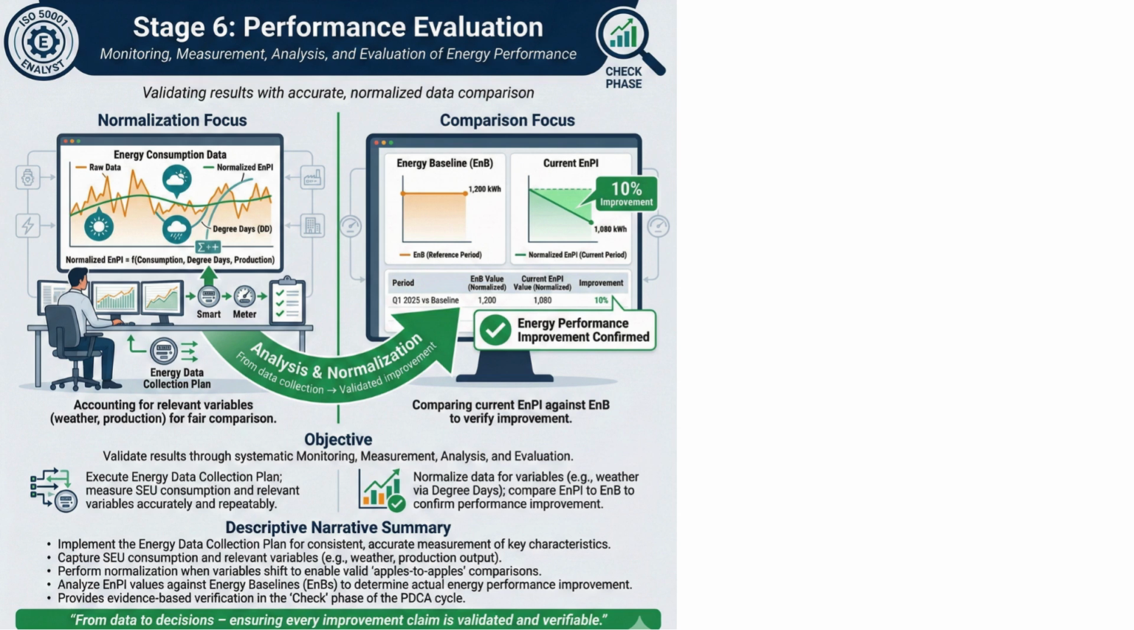Quick recap: execute the energy data collection plan with accurate, repeatable measurements of SEUs and variables. Normalize data when variables change, for example, weather via degree days. Compare EnPIs to EnB to validate energy performance improvement. This is the heart of the check phase, turning data into verifiable results.